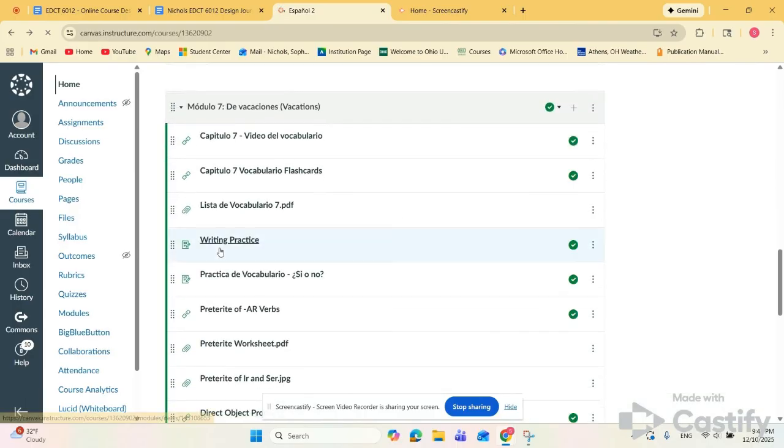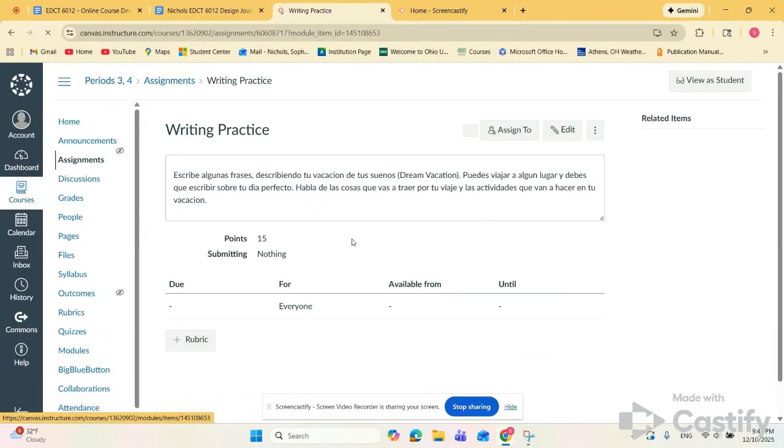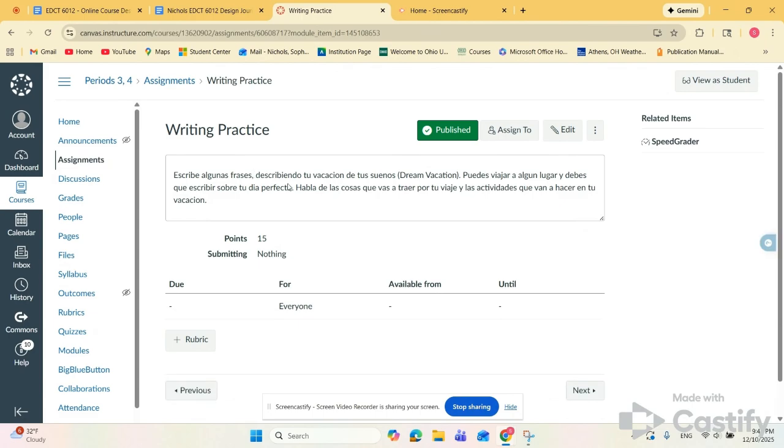Next we have vacations. For one of the writing practices I have students doing for this, they have to write a couple of sentences describing their dream vacations. They can choose to travel to any place and describe their perfect day. And they should talk about things that they bring on their trip and the activities that they would do on their vacation.